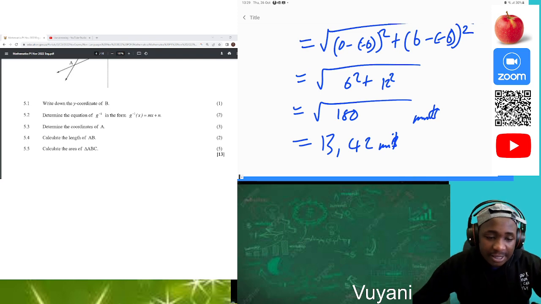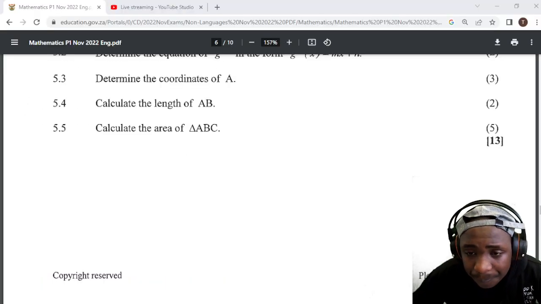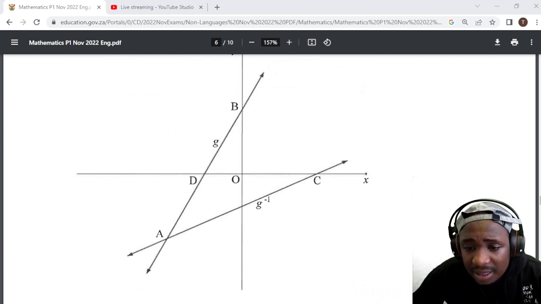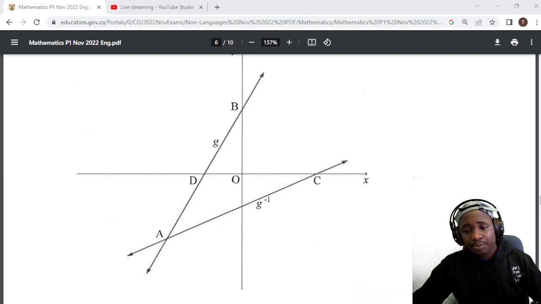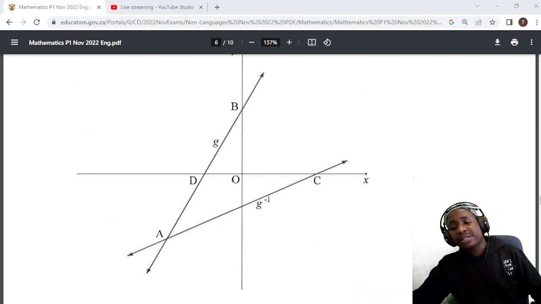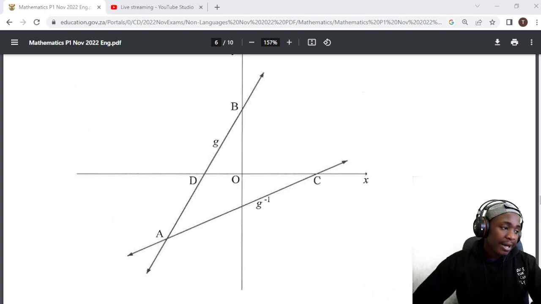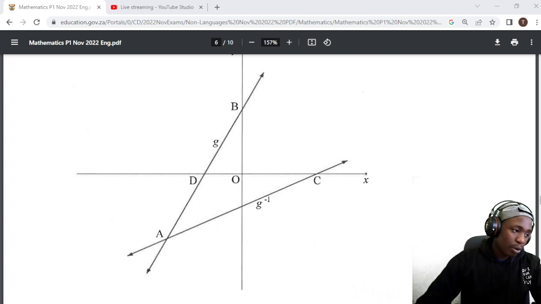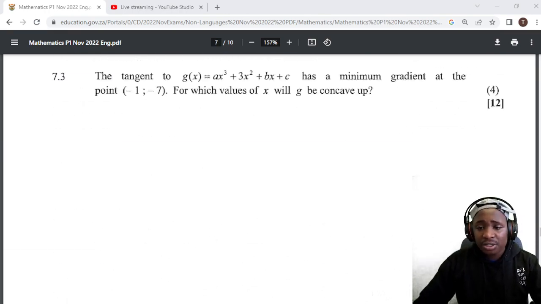Right, now calculate the area of triangle ABC. Triangle ABC, this is easy. You just calculate the side AB, you also calculate the side BC. Now we know the length of AB, we can just calculate the length of AC and also the length of BC. Then after that we use our area rule, then we should be able to get the correct answer on that problem. Moving forward to the last section of the day, which I want us to cover.